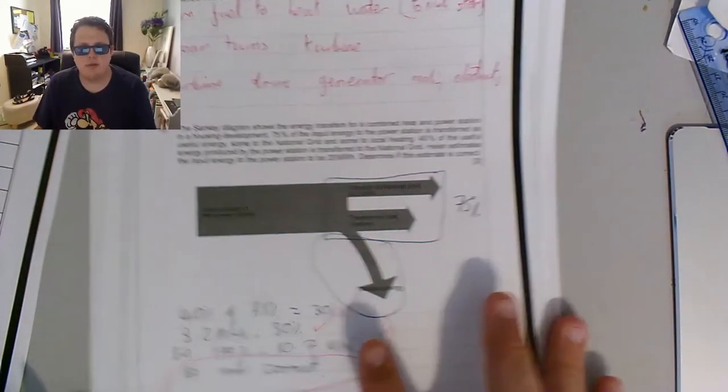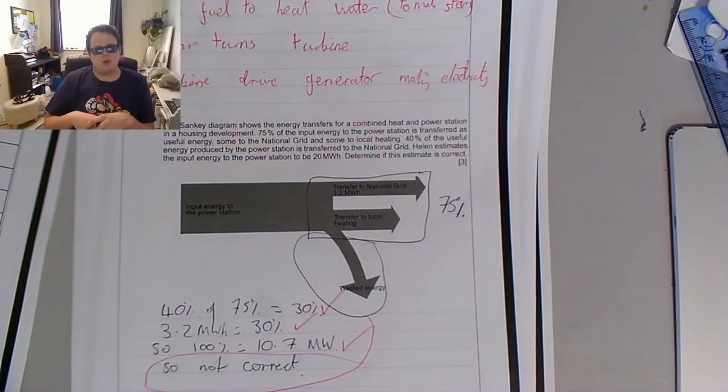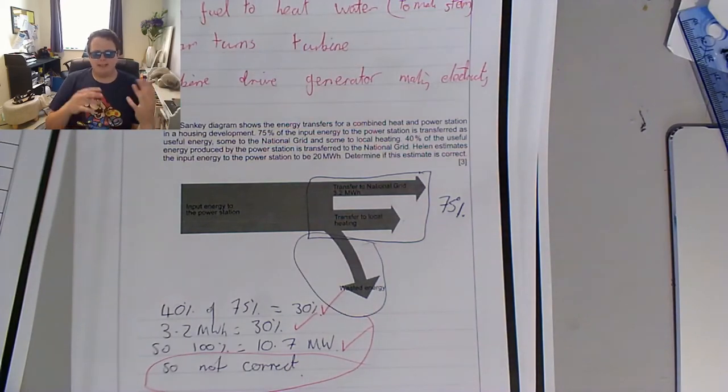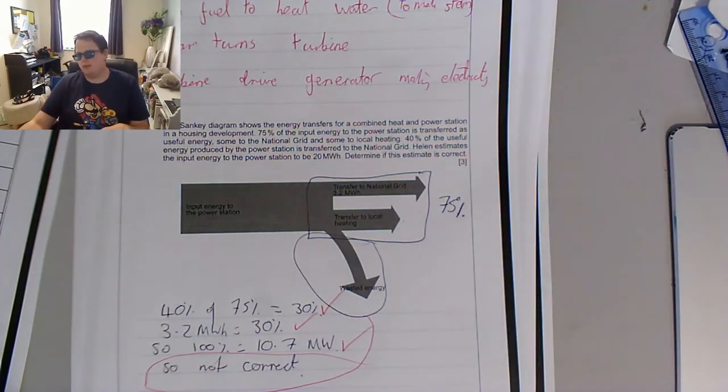There are a few different ways. Look in the mark scheme, you could have gone right, well 40% of the useful power is 3.2, so how much is the useful power? And that way you'd have gone 8, and you've gone, well 8 is 75% of the input, and then work out the input, you still get 10.7. A few different ways to doing it. Have a look at the mark scheme for the other ways. Okay, part C.